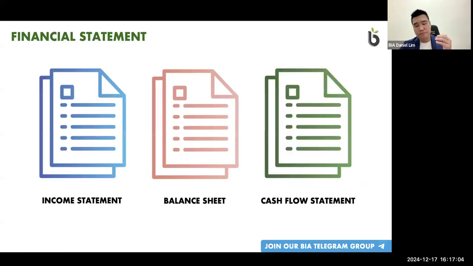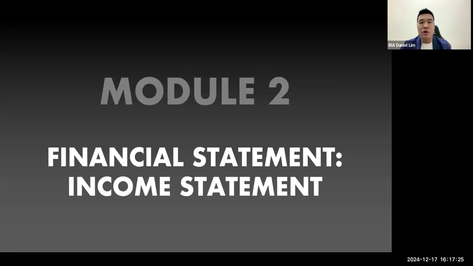So throughout the financial statement, you need to know three things: the income statement, balance sheet, and cash flow statement. Now that I have given you the overview, in my next video, I will go through them one by one: the income statement, balance sheet, and cash flow statement, what you need to know, and how to interpret them. The next video is about the financial statement, and I will go through the income statement with you.